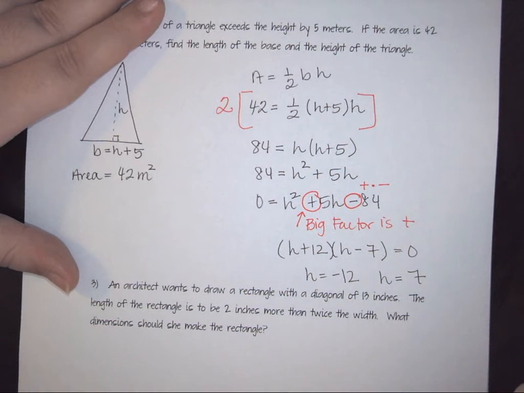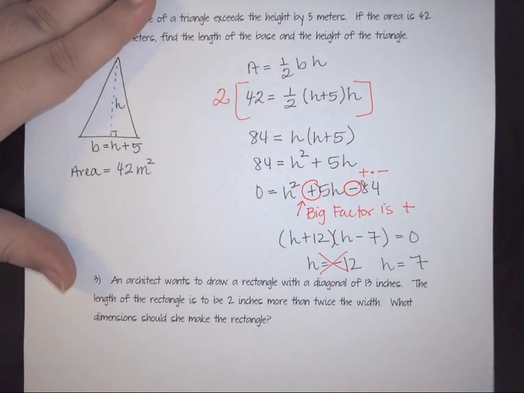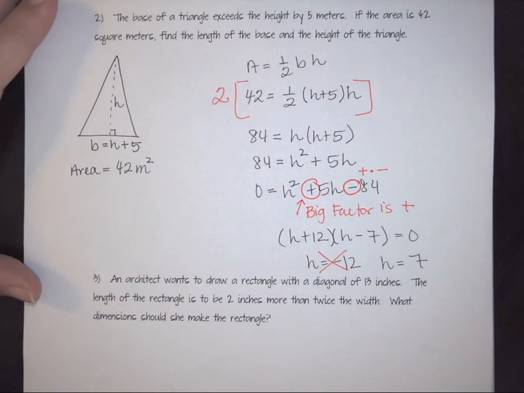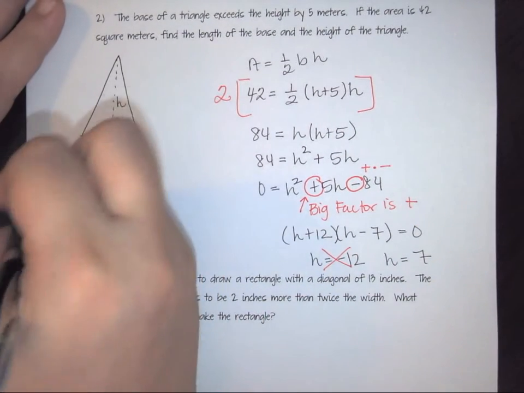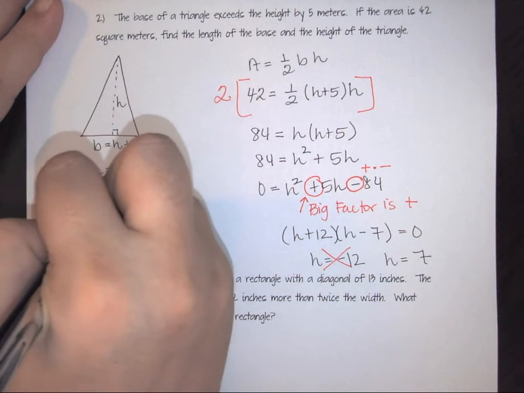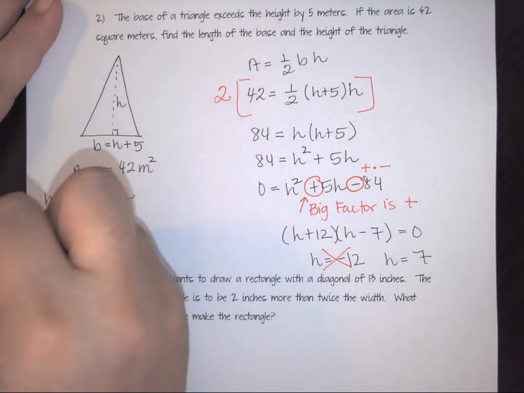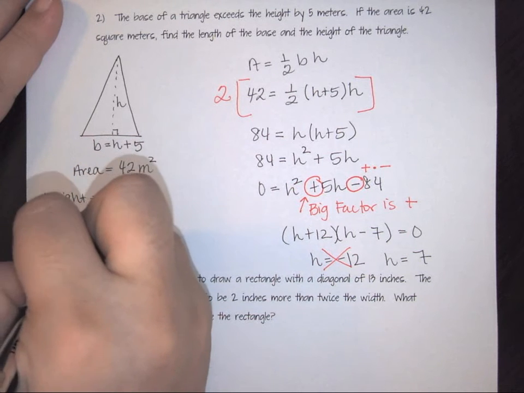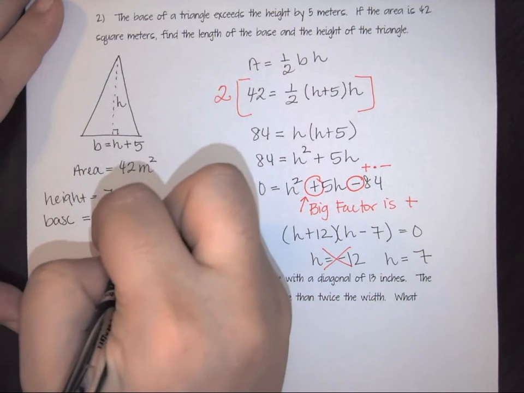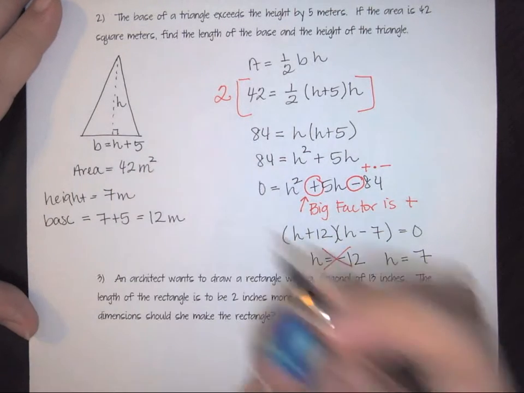Once again, we are talking about units of measure, so this one goes away. Now that we know what our height is going to be, the 7 meters. So your height is 7 meters, which means your base is going to be 7 plus 5, which is 12 meters.